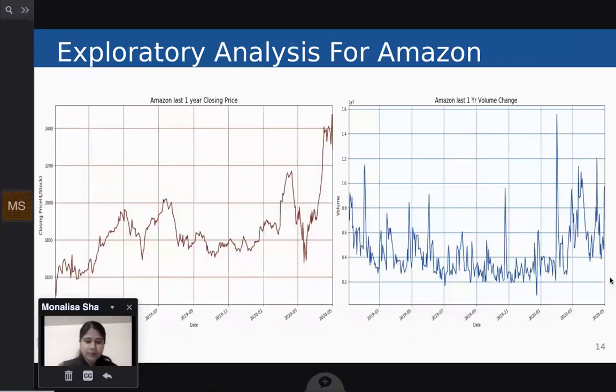Here we have plotted the volume and closing price for Amazon to do exploratory analysis. Volume is basically just the amount of shares going back and forth. From the plot, we can see that after the Corona outbreak in the US on 20th Jan 2020 and 23rd Feb 2020, the stock price has decreased.